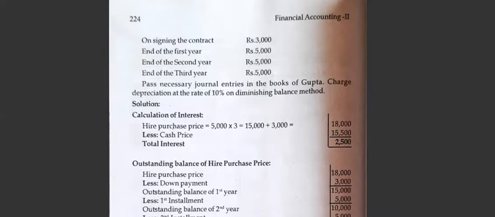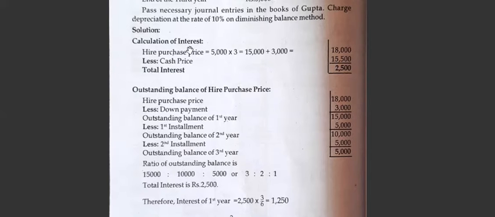Then you have to find out the ratio. Now how to find out the ratio: hire purchase price, what is hire purchase price? 18,000. Less down payment 3,000, you will get 15,000. Less first installment, the first installment amount is 5,000, you will get the outstanding 10,000. Less second installment, you will get the amount as 5,000. Again deduct, you will get 5,000. Now the ratio for the first year, second year, third year, that is 15,000, 10,000 and 5,000.